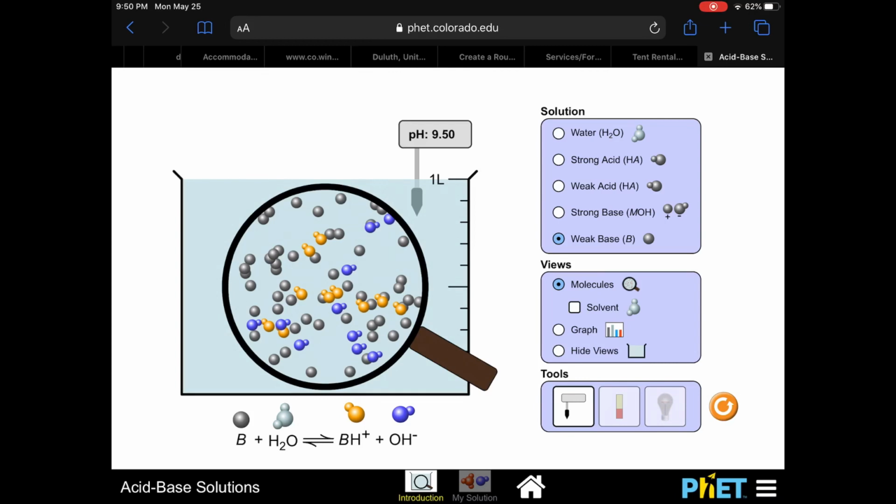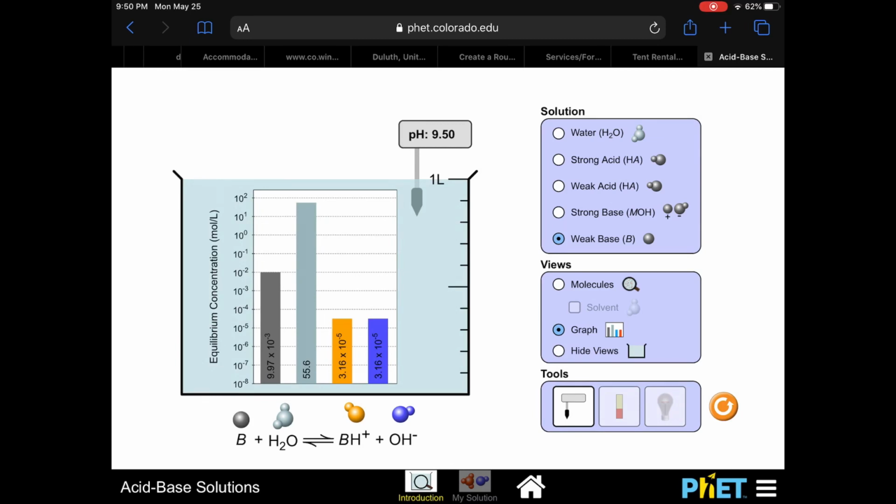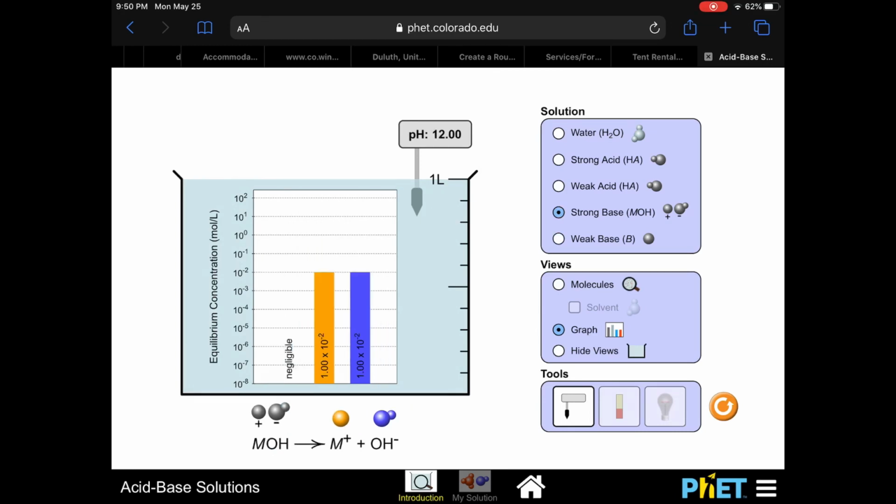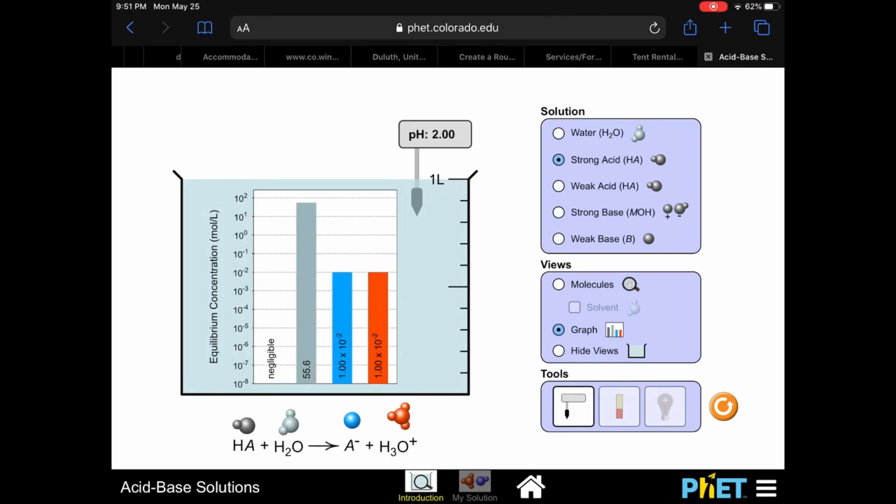I think an easier way to look at this might be to take a look at a graph. Notice that for this weak base, a large majority of it is still in its reactant phase. It's still B and H2O. But if I switch back to strong base, we don't have any of our strong MOH base left in solution. It's totally dissociated into M plus and OH minus. Same thing goes for strong acids. We don't have any HA left in solution because it totally dissociates. For a weak acid, though, we have plenty of HA left in solution because it doesn't totally break apart.